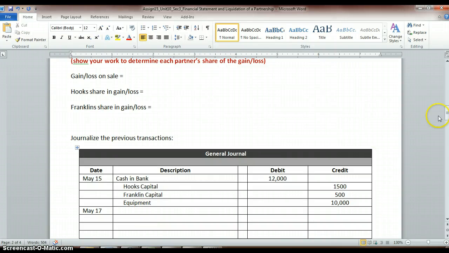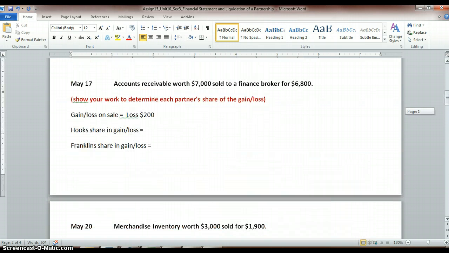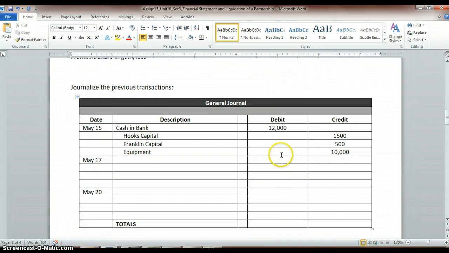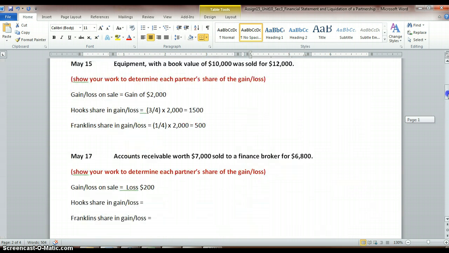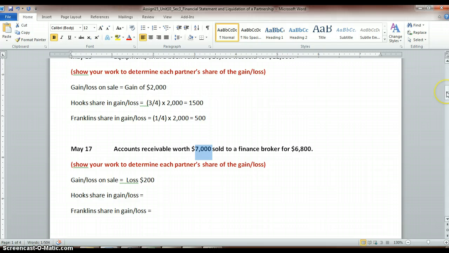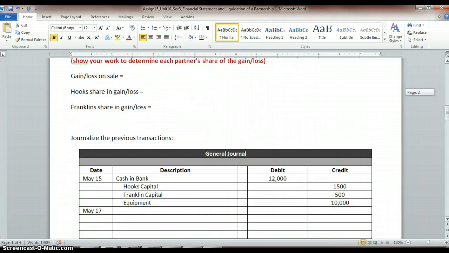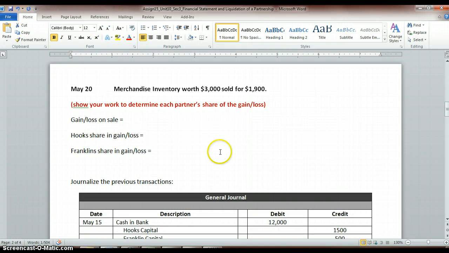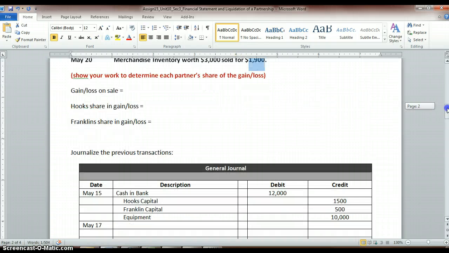So same type of thing. We got $6,800, but this time with our capital accounts, they're losing money, so those will also be recorded as debits. And then we're closing that accounts receivable account for $7,000 because that's what it was worth. Okay, so those would be your journal entries for May 17th. And then on May 20th, we sold off merchandise inventory, and you can see that it was worth $3,000. We sold it for $1,900. So again, that is another loss that we'll have to record.